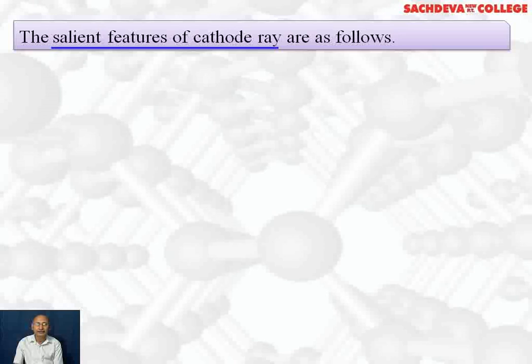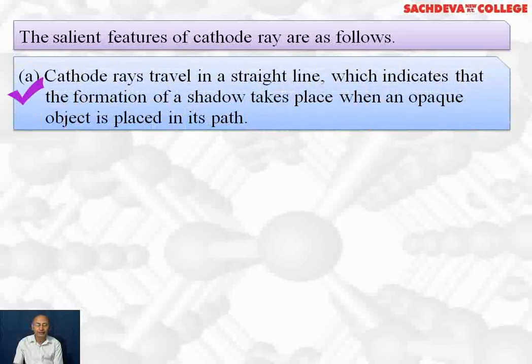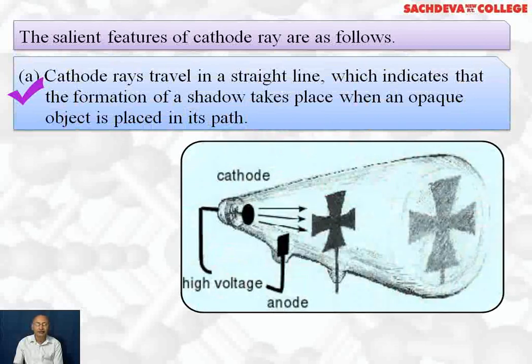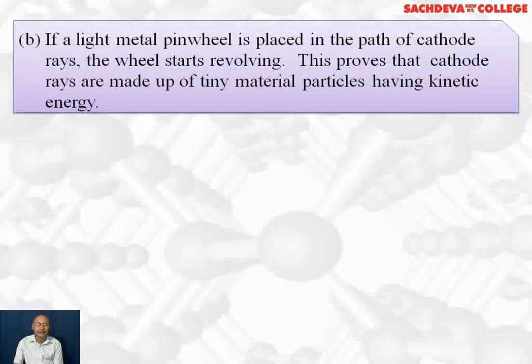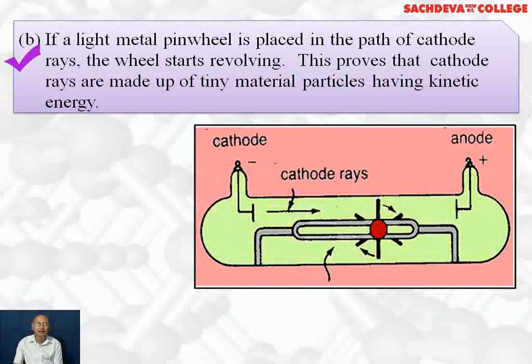The salient features of cathode rays are as follows. Cathode rays travel in a straight line, which indicates the formation of shadow takes place when an opaque object is placed in their path. Next, if a light metal pinwheel is placed in the path of cathode rays, the wheel starts revolving. This proves that cathode rays are made up of tiny material particles which possess kinetic energy. This is the diagram which shows how cathode rays help in moving the paddle wheel or pinwheel.